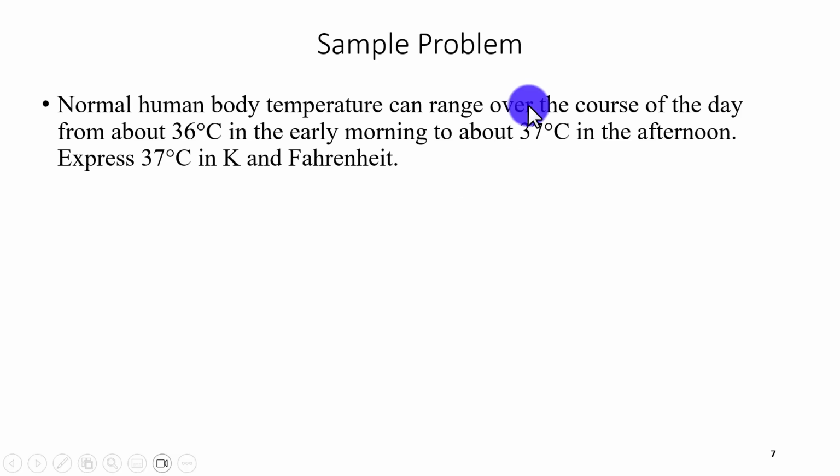Here's an example problem or a sample problem for you to try. So normal body temperature in Celsius can go from 36 degrees to about 37. So express 37 degrees Celsius in both Kelvin and Fahrenheit.